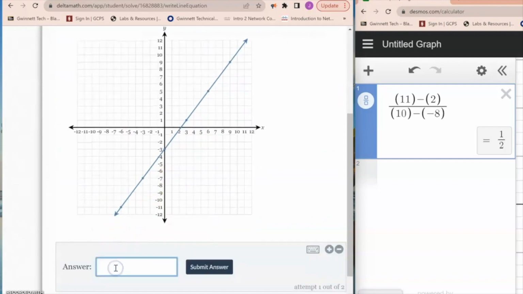So remember, it's y equals mx plus b. I'm just going to go ahead and write it in here so that I have how it's supposed to be written. And then I'm going to put in the information. So I start with my y-intercept. It crosses where? -3. So my plus b is -3.